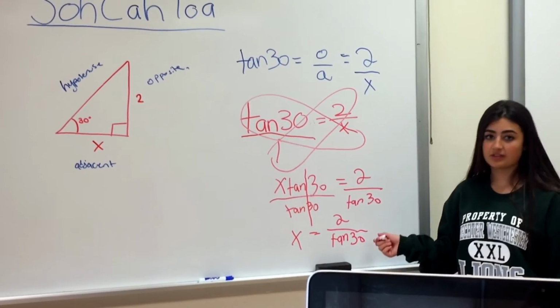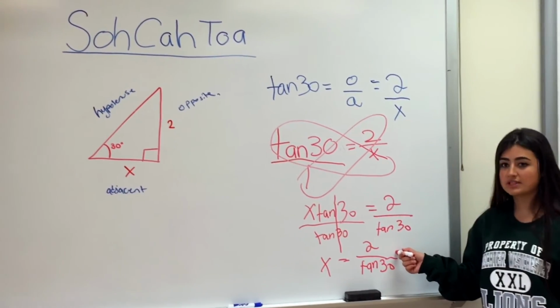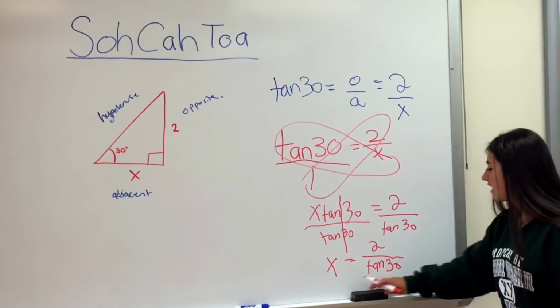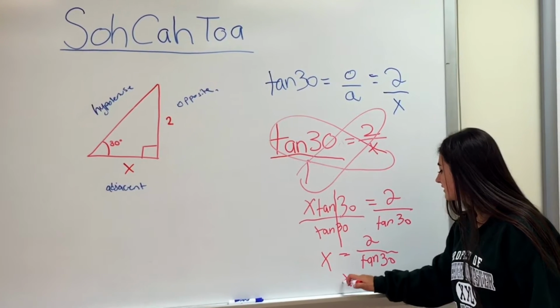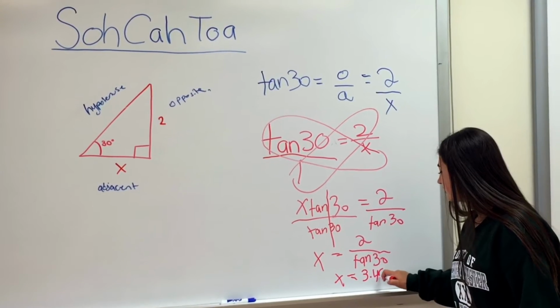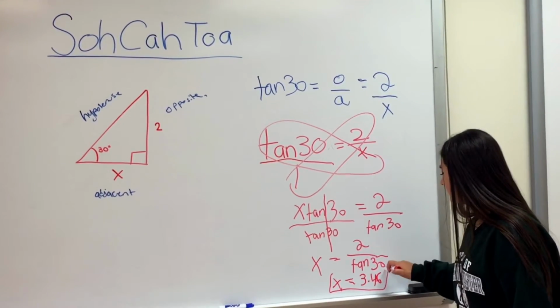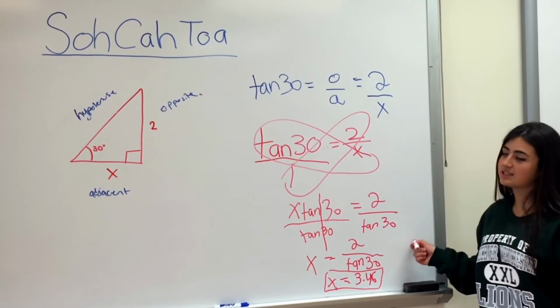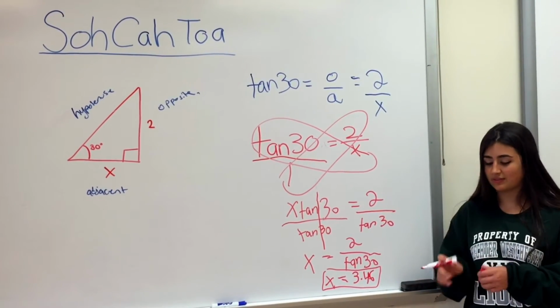Then you plug 2 over tan 30 into your calculator, and you get that x equals 3.46. That's how you solve for x with tan 30.